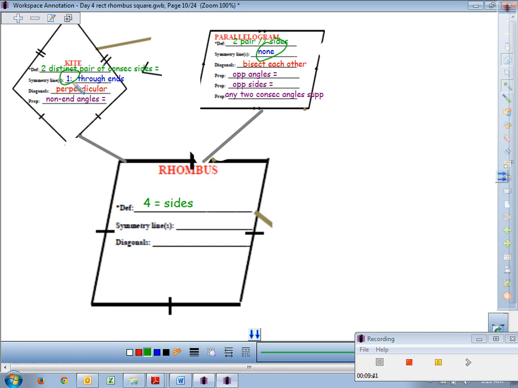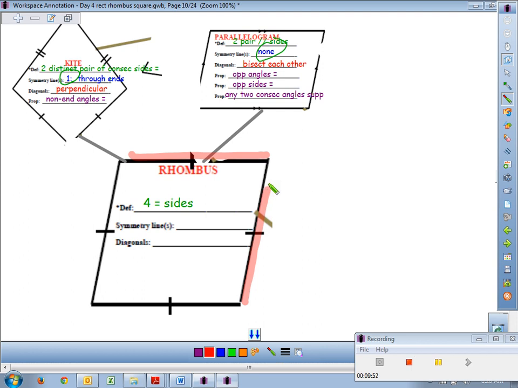Where are the symmetry lines of a kite? Through the ends. So that's got to happen down here also. It's got to go through the ends. And a lot of people are like, I didn't even think a rhombus is a kite. Remember, to be a kite, all you have to do is have two distinct pairs of consecutive sides equal.